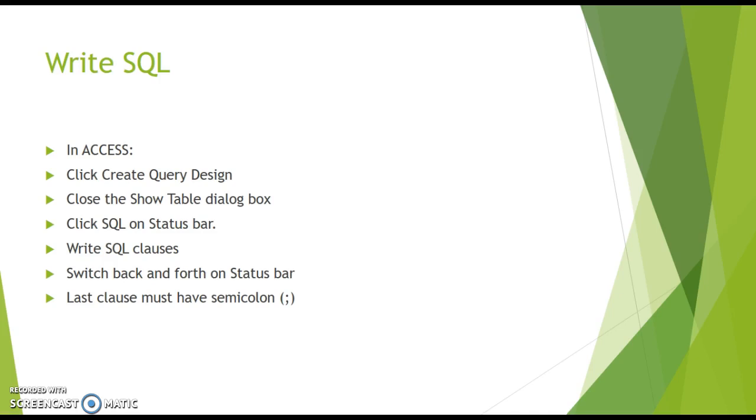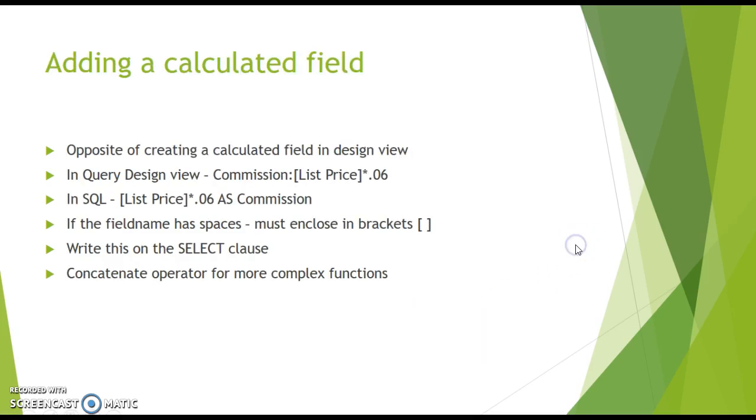So just to review, to write a SQL in Access, you click on Create Query Design, you close the Show Table dialog box, and on the status bar, you click the SQL button and you then begin to write your SQL clauses. You switch back and forth on the status bar, or you can run the query and then switch back to SQL view. But just remember, when you finish typing your SQL clauses, the very last clause must have a semicolon. All right, let's talk about how to add a calculated field now.